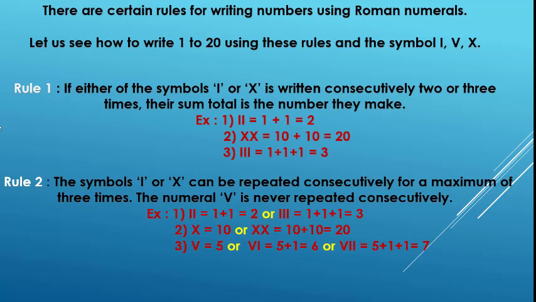For example, number 1. II. By substituting the value, 1 plus 1 is equal to 2, or 3 times I, which is 1 plus 1 plus 1, equal to 3. Children, as you can see, I is repeated twice and thrice, not more than 2 or 3 times in the first example.